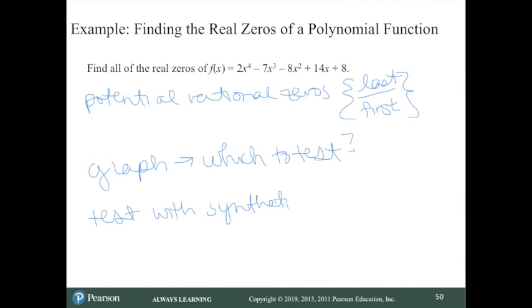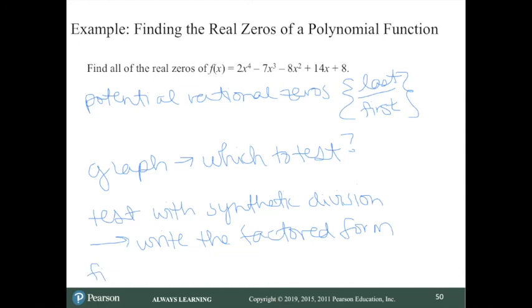Practice your synthetic division. So test it with synthetic division, and part of that is write the factored form. And then you're going to find if any irrational zeros exist. And that will give you all the real zeros. The rational and irrational together are all of your real zeros.